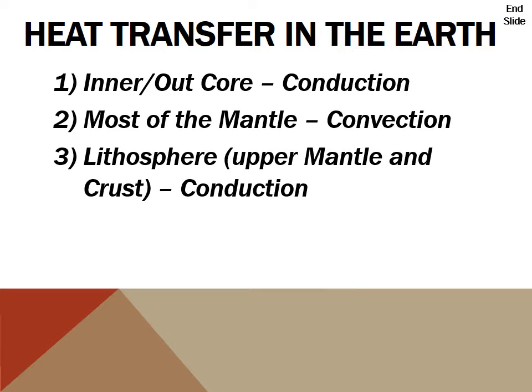So the entire process is essentially this. In the inner core, we have conduction by that heat left over from the original formation of the Earth, as well as from nuclear fission. And then the second step is that most of the mantle takes that heat, and by convection it raises it up to the surface, to the lithosphere, where it then releases some of that heat by conduction, and that will heat up the surface of the Earth.